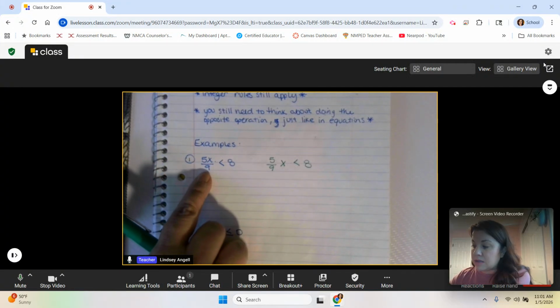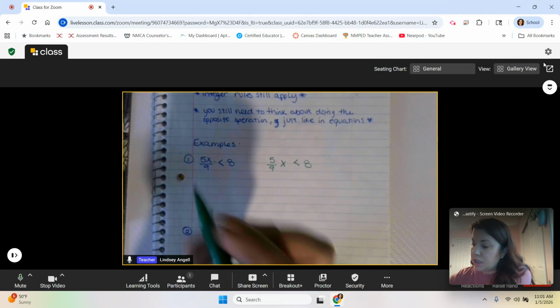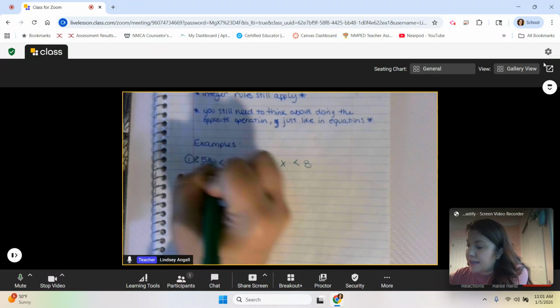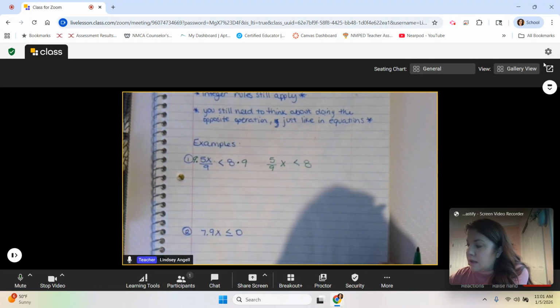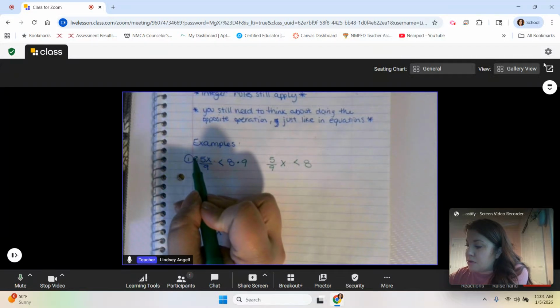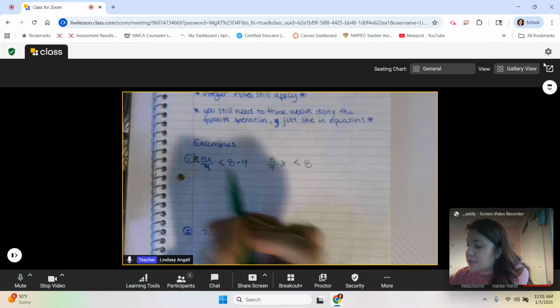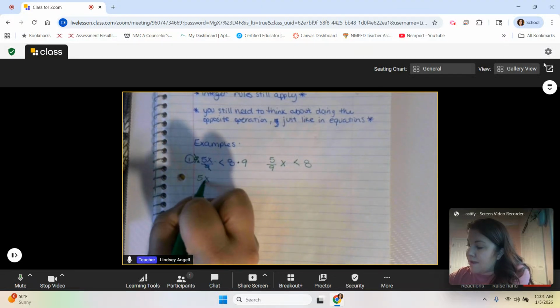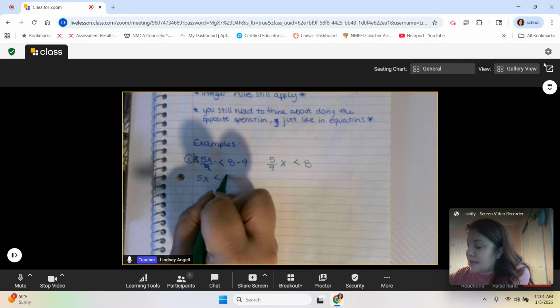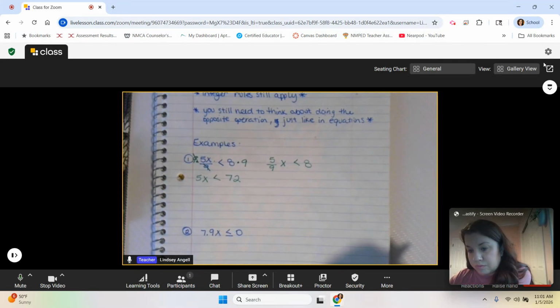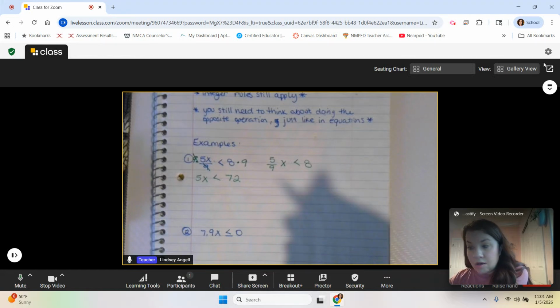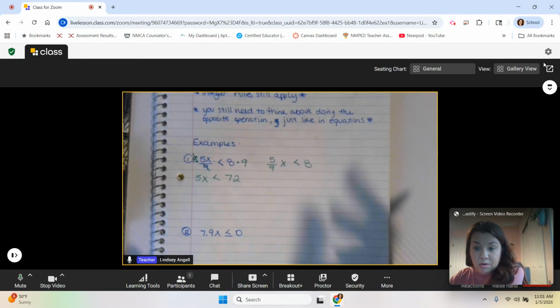With this, what I can do is I can say, okay, well right now, the whole thing, 5x, is being divided by 9. Well, the opposite of division is multiplication. So I could multiply both sides by 9 to cancel that out, because now I'm multiplying by 9 and dividing by 9, so those cancel, and I'm left with 5x is less than 72. Okay?